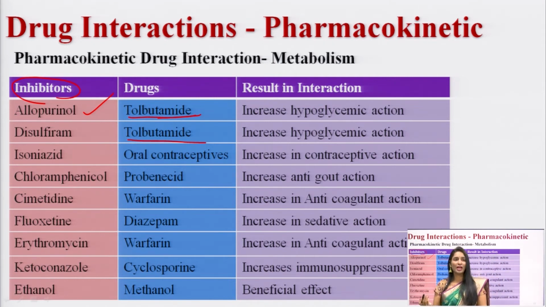Increased hypoglycemic action. Isoniazid is an enzyme inhibitor. If I give it with oral contraceptives, the action of the oral contraceptives will be increased. Chloramphenicol with probenecid: if I give chloramphenicol with probenecid, metabolism will be decreased, because chloramphenicol is an enzyme inhibitor. What action can you see here? Increased anti-gout action. Actually, probenecid is a drug used in gout disorder, so it increases the anti-gout action, right.